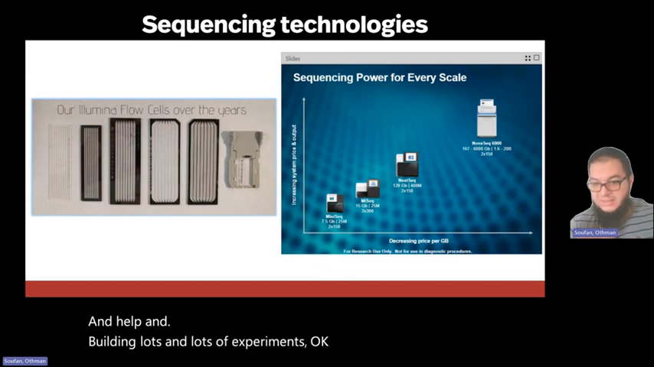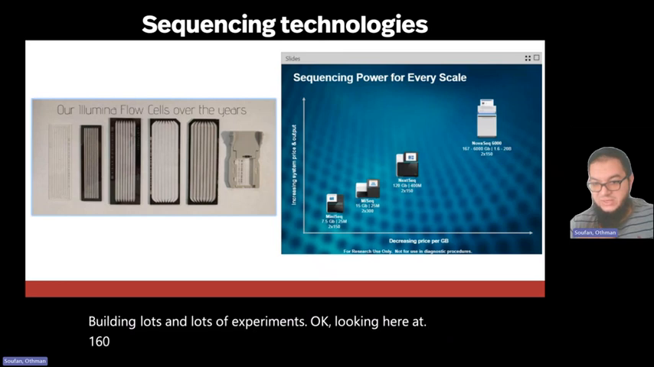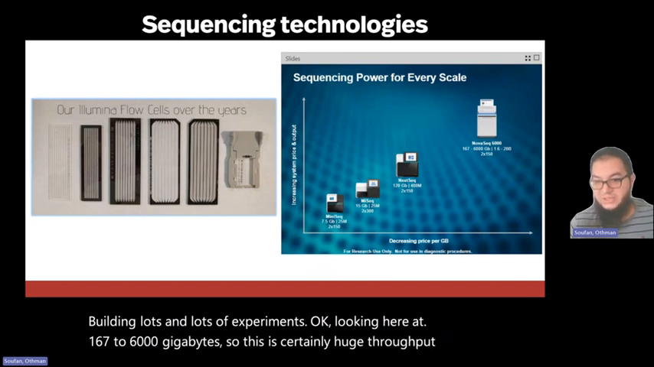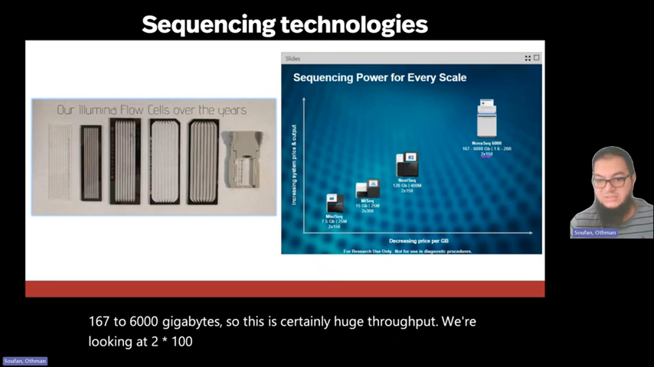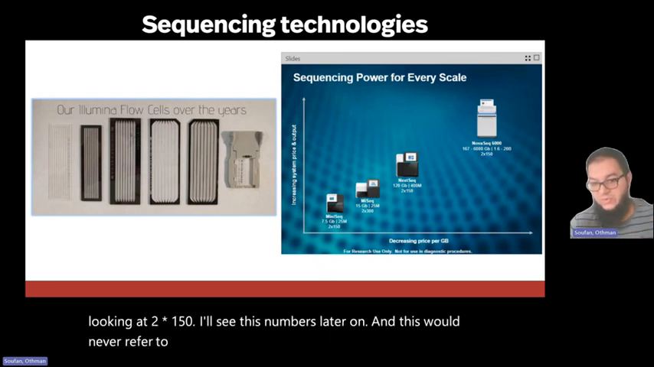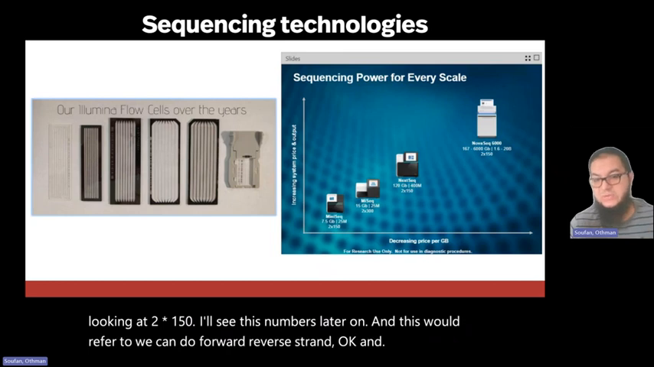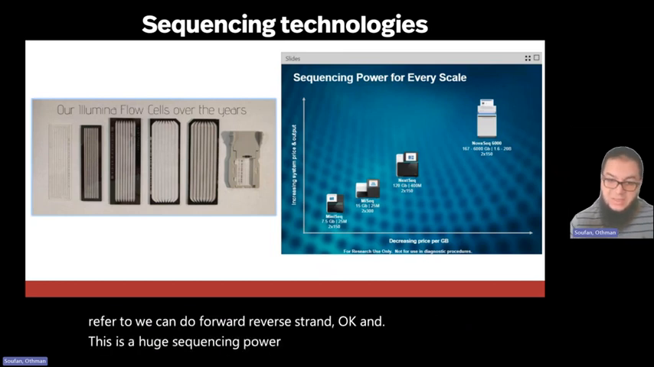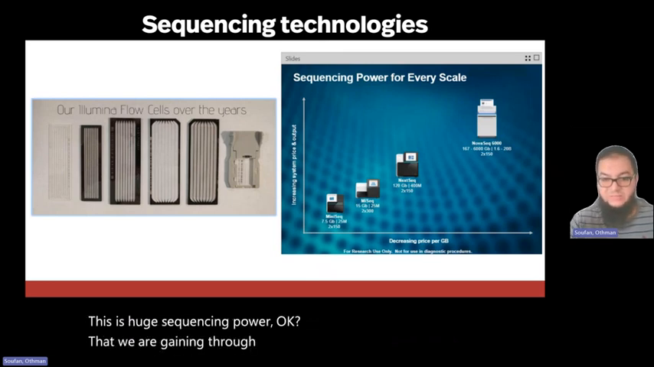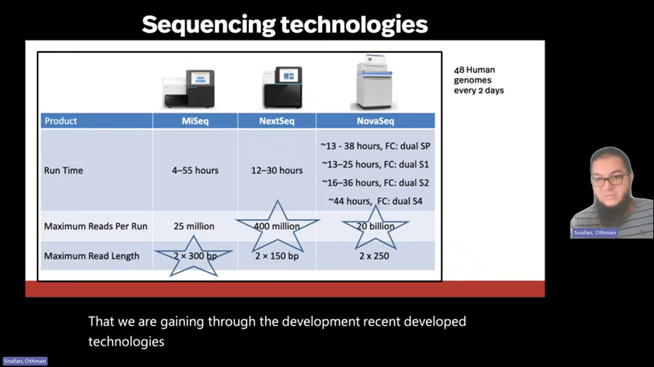Looking here at 167 to 6,000 gigabytes, this is certainly huge throughput. We're looking at 2 times 150, I'll show these numbers later on, and this refers to the fact that we can do forward and reverse strand. This is a huge sequencing power that we are gaining through the recently developed technologies.